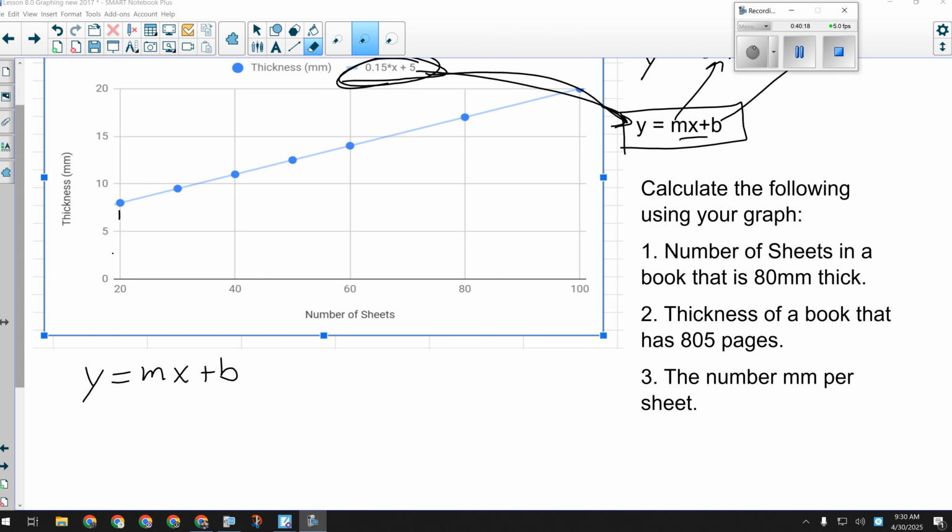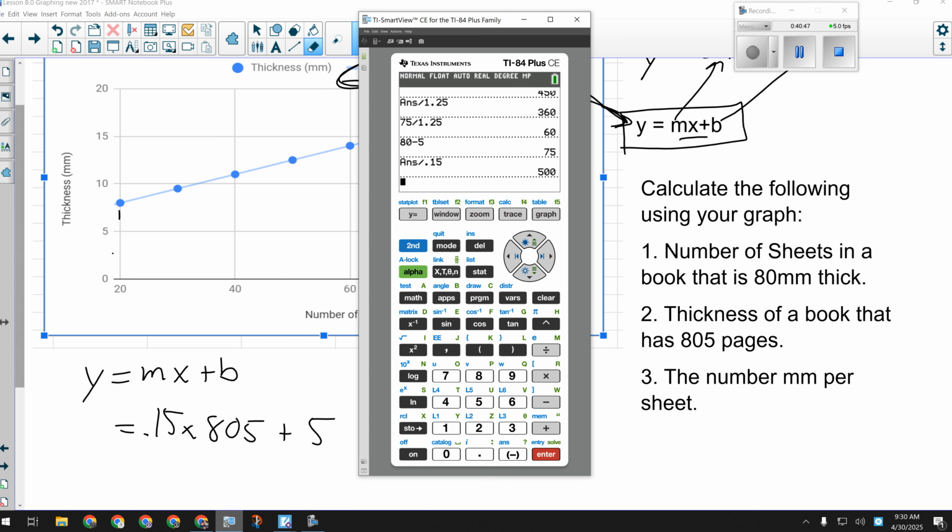So for number 2, do I have to manipulate the equation at all? It's already set up to solve for y, that's what I'm looking for, so all I have to do is plug in the numbers. I already know from the equation, m is 0.15. They told me the book had 805 pages. That's an x value, so I put that in there. 0.15 times 805, plus the thickness of the cover, 5 millimeters, the y-intercept. 0.15 times 805 plus 5. All right, so that book will be 125.75 millimeters thick.